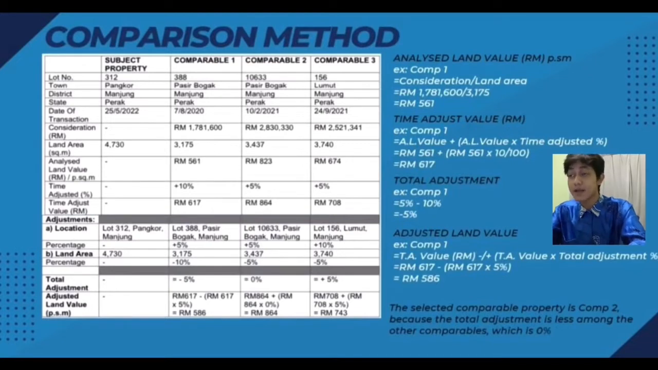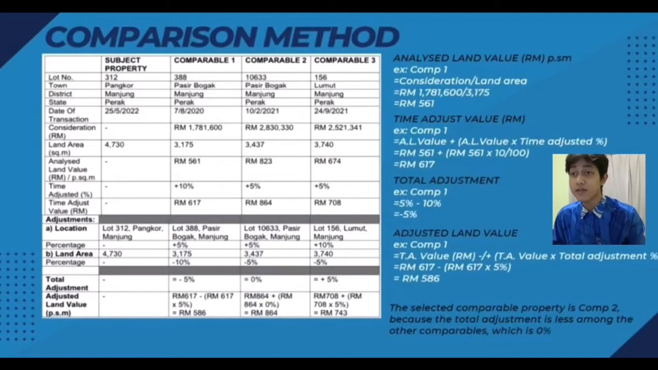So as you can see, the table has 3 comparables and 1 subject property. And now we're going to proceed with the first calculation in this comparison, which is the analyzed land value. The formula for analyzed land value is consideration divided by land area. I'm going to take comparable 1 as example for our calculation. The consideration of comparable 1 is 1,780,1,600, and then the land area is 3,175, which after we total it, we will get the analyzed land value is 561.